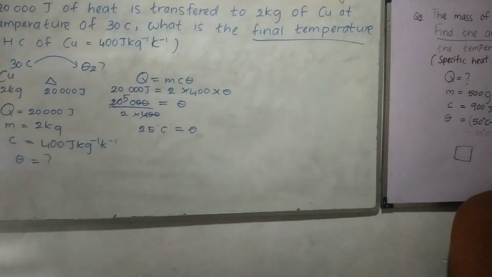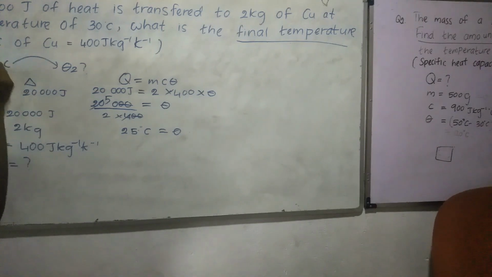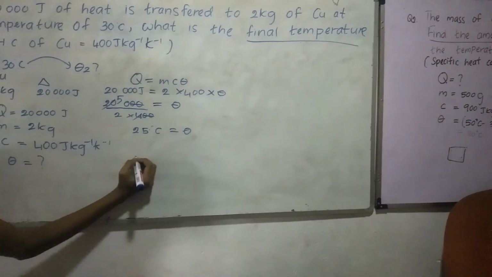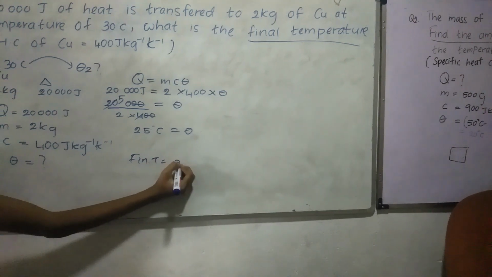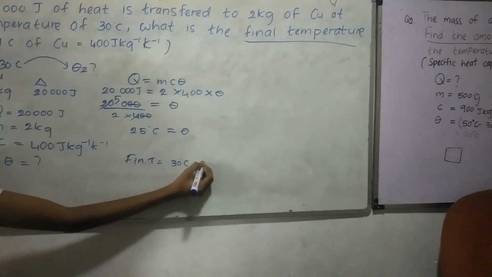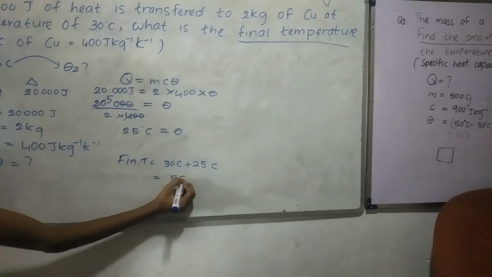The final temperature of copper will be 30 degrees Celsius plus 25 degrees Celsius. Final temperature equals 30 degrees Celsius plus 25 degrees Celsius. You will get 55 degrees Celsius.